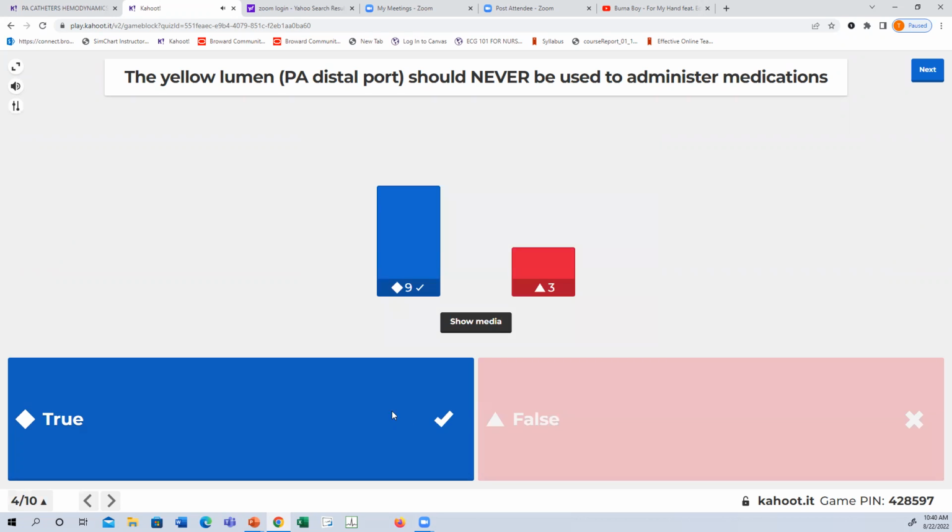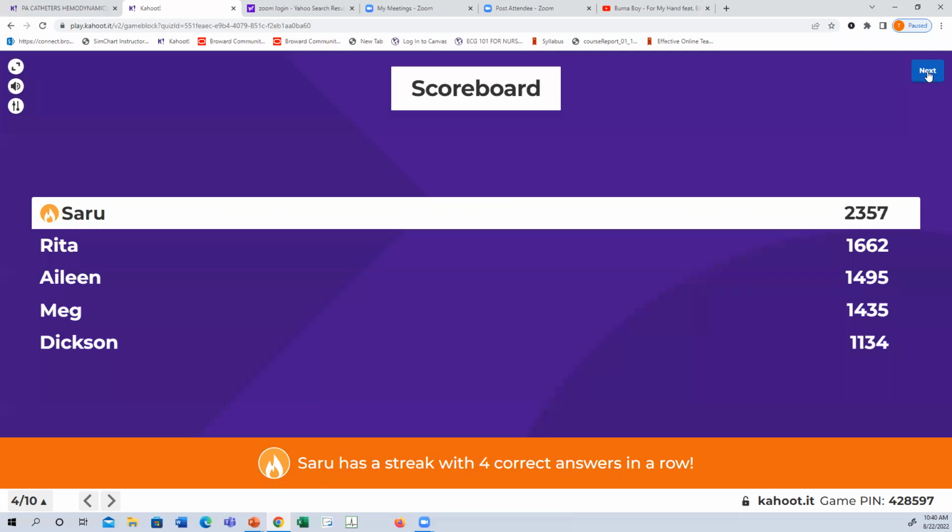Okay, so you remember that the distal lumen, or the yellow port, is going to end at the pulmonary artery. You don't want to infuse anything directly into the lungs. So therefore, it should never be used to administer medications. And let's see, Saru still, Rita, Meg, Eileen, and Dixon. Congratulations.